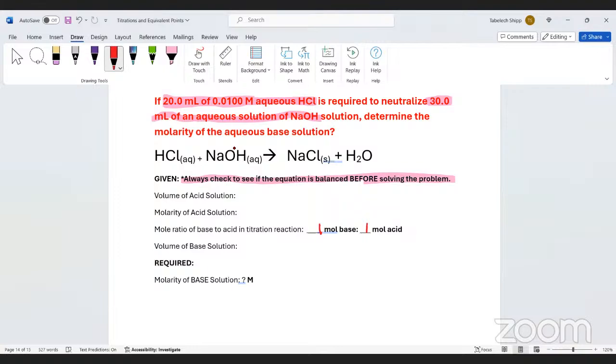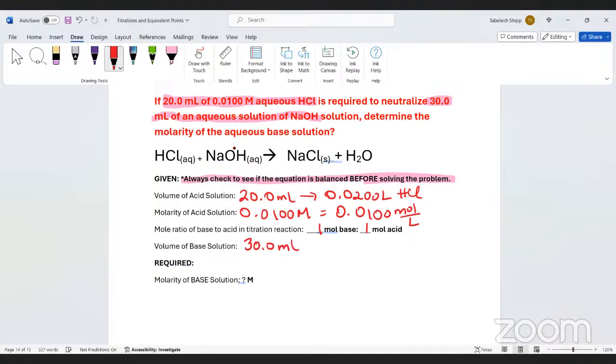The volume of the acid that was given in this problem was 20.0 milliliters that we're going to convert to what? Liters. Okay, of HCl. Molarity that they gave us was 0.0100 molarity. Again, that's the same thing as 0.0100 moles per liter. The volume of the base that they gave us was 30.0 milliliters. Again, you're going to put that at 0.0300 liters. What is required? The molarity of the base.